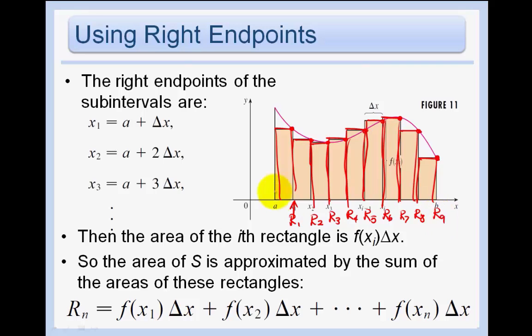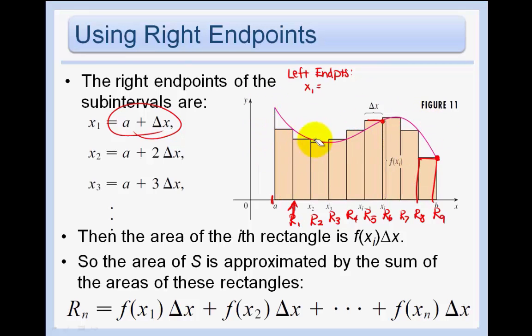And so, of course, if I started at A, then my first endpoint for right endpoints would be at A plus delta x, because I'm using a right endpoint. If I was doing left endpoints, then my first one would just be right here. This would be my left endpoint. So I'm going to redraw with the left endpoints. If I was using left endpoints, I would start here to make my rectangle. So the shaded is my left endpoints.